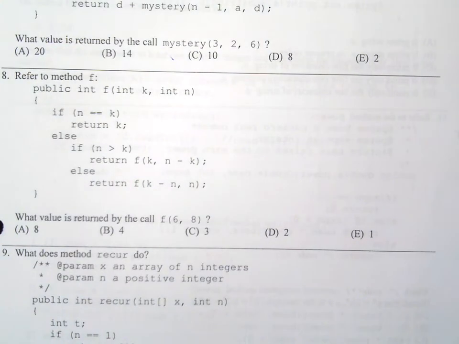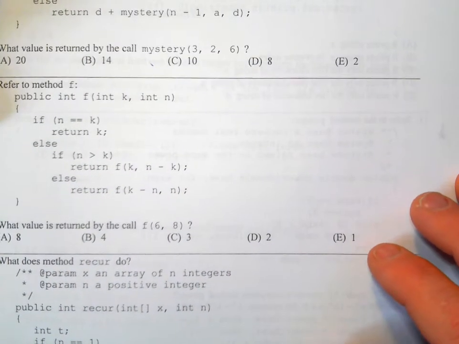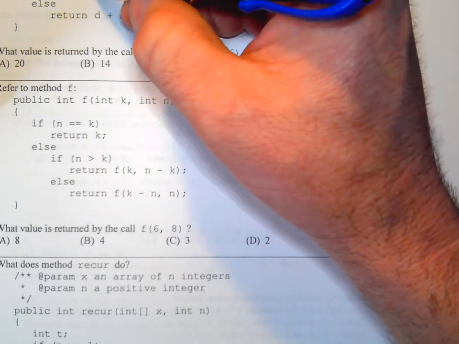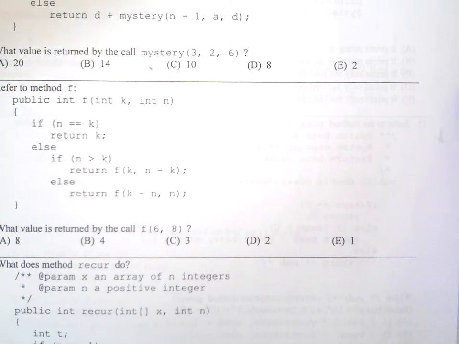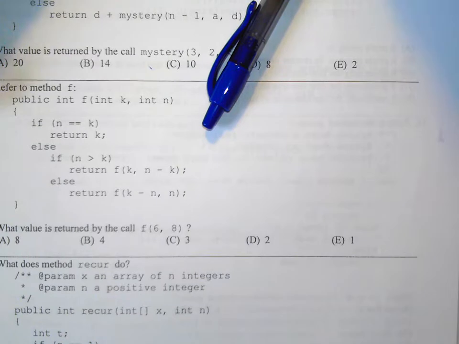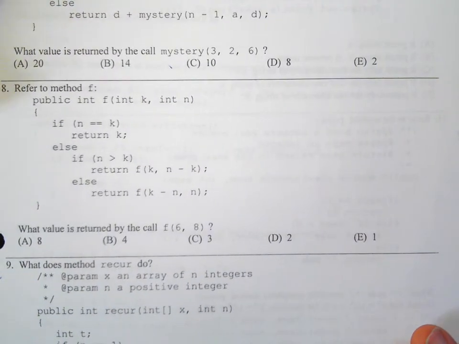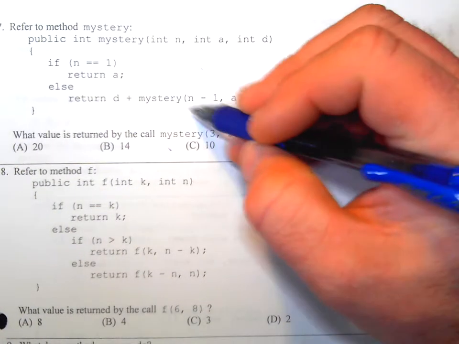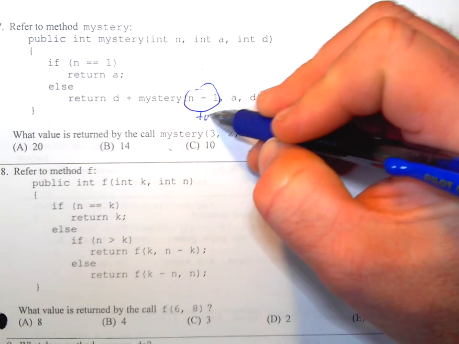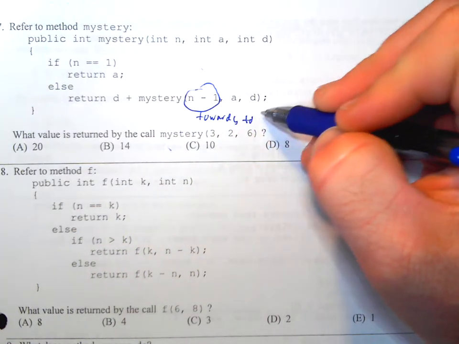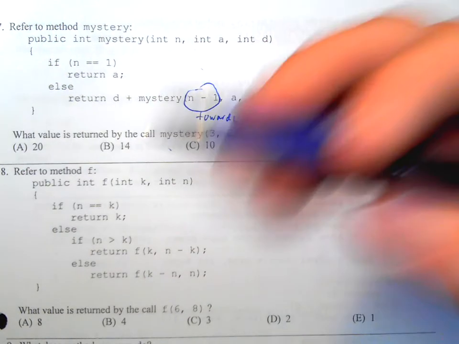Okay, number 7, mystery. This one says it takes 3 different ints, n, a, and d. It checks if n equals 1, and then if it does, it returns a, and it's done. Otherwise, it returns a recursive call. So let's see. It works towards the base case, right? It decreases n if n is a bigger number, and makes it smaller until you eventually will get to the base case, and then this will finish.